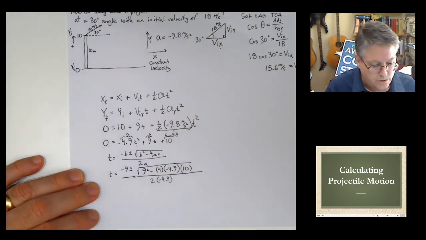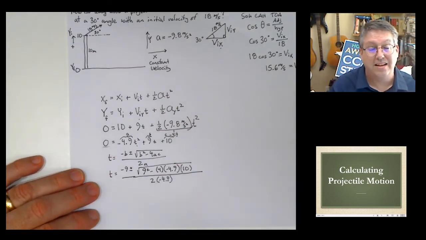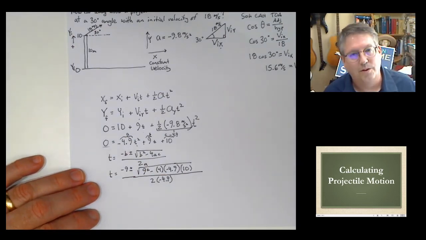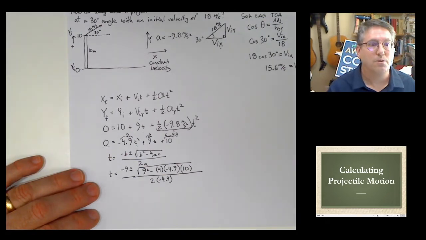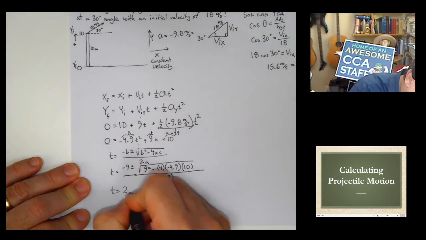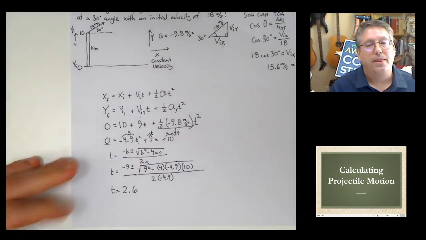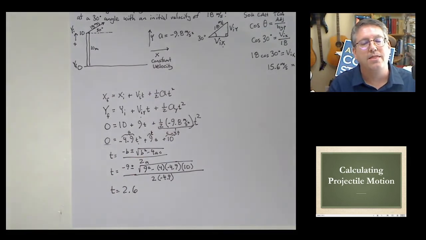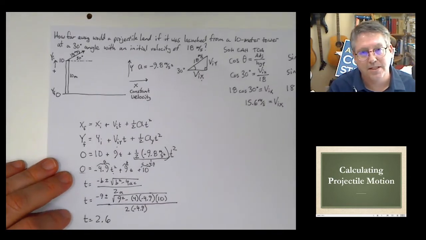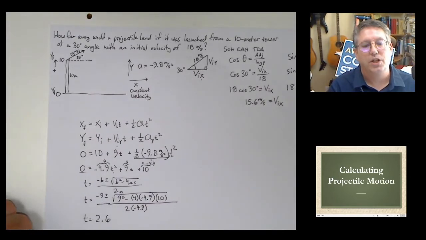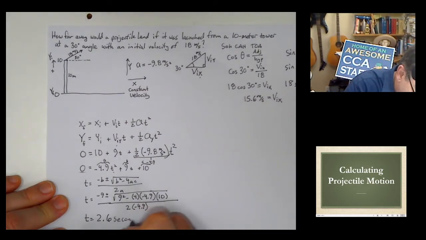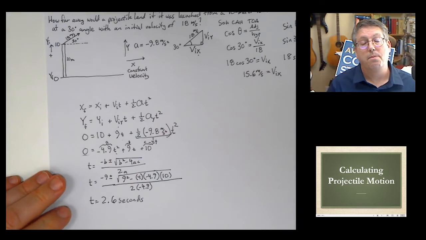All right, so once you work that out, you get one positive answer and one negative answer, and you can't have negative time in our world the way we're doing this right now. So you have to choose the positive answer, and it turns out that t equals 2.6. So if we throw something up and the vertical component of the velocity is 9 meters per second, it's going to hit the ground 2.6 seconds later. We just figured that out.